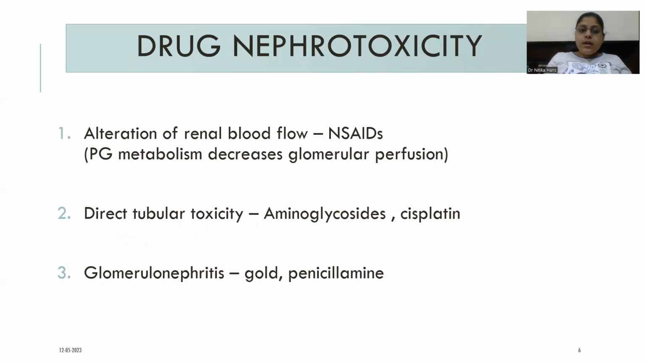Now, drug toxicity can occur when there is alteration, meaning a decrease in the renal blood flow, mostly by non-steroidal anti-inflammatory drugs. Prostaglandin metabolism is decreased, meaning production of prostaglandin reduces. So, glomerular perfusion can be reduced. Alteration in renal blood flow. Direct tubular toxicity, like nephrotoxicity, by aminoglycosides like streptomycin and cisplatin. Glomerulonephritis can occur by gold and penicillamine.